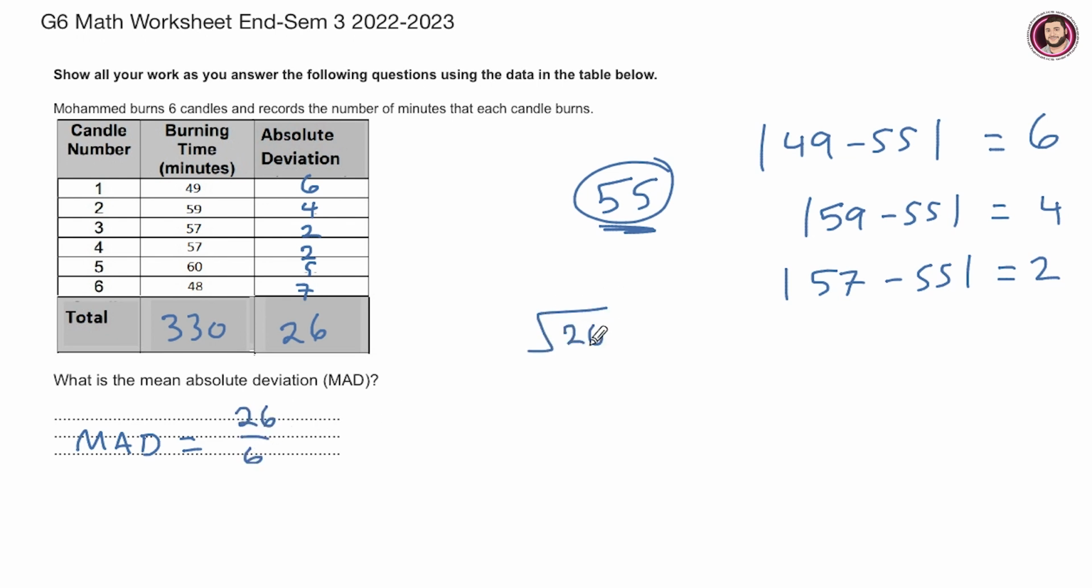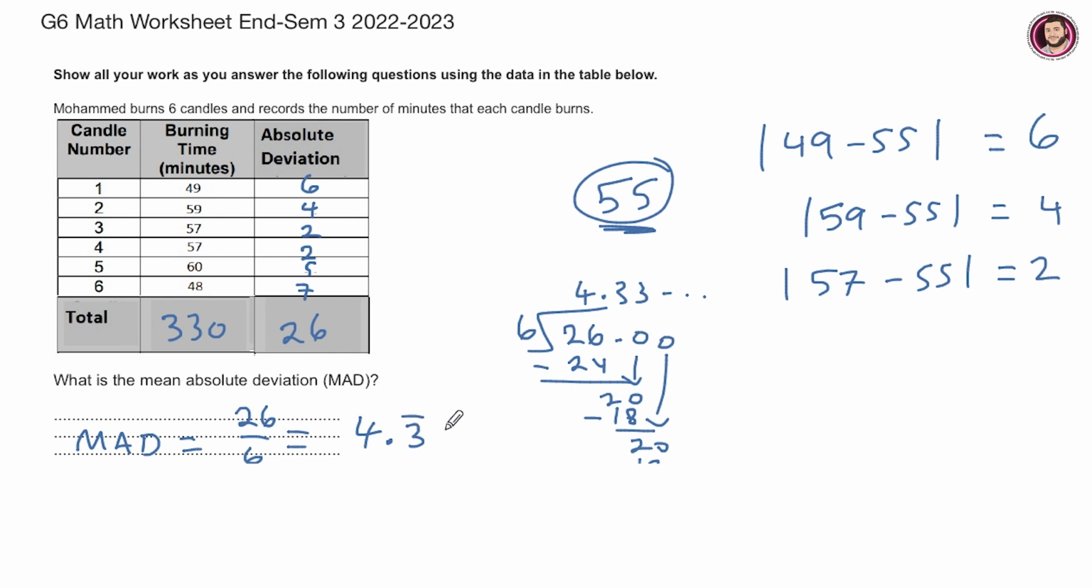Now divide 26 by 6. It has 4, which is 24. Subtract, it's 2, then 0 because we have a remainder. Bring 0 down, it has 3, 18. Subtract, it's 2, another 0, 3, 18. So 3 would be repeated. So we can write 4.3 recurring decimal. This is the MAD.